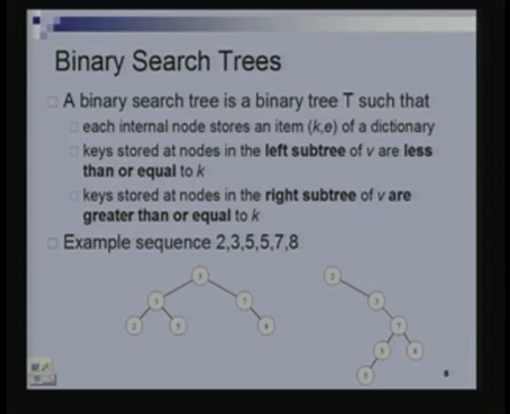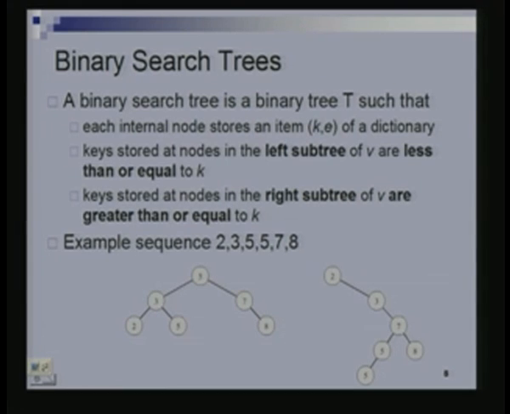A binary search tree is a binary tree which has a search property on it, right. Recall, what is a binary tree? A binary tree is a tree in which every node has at most 2 children, right. A node can have 1 child, 2 children, or no children. No children means it is a leaf node.